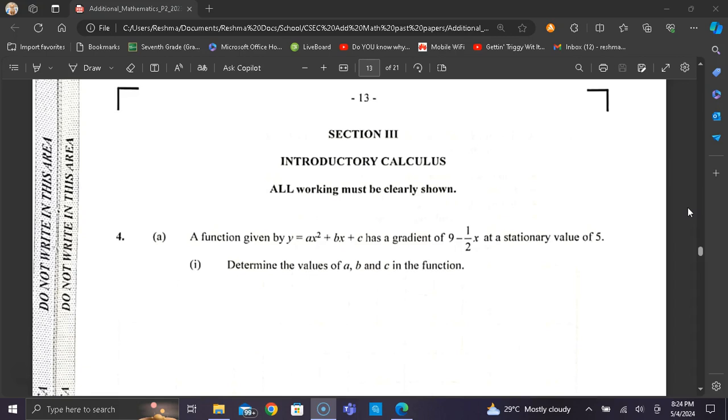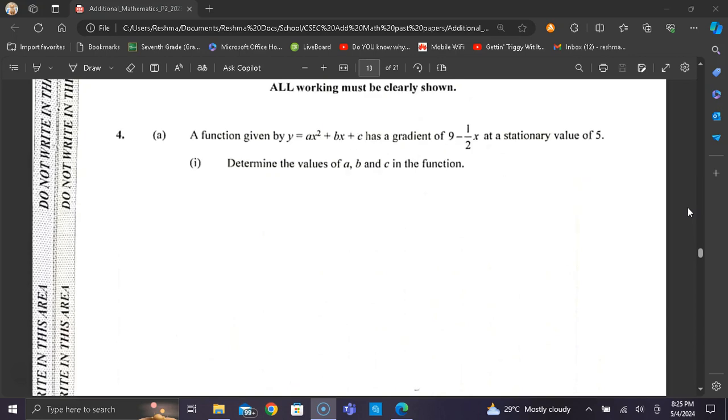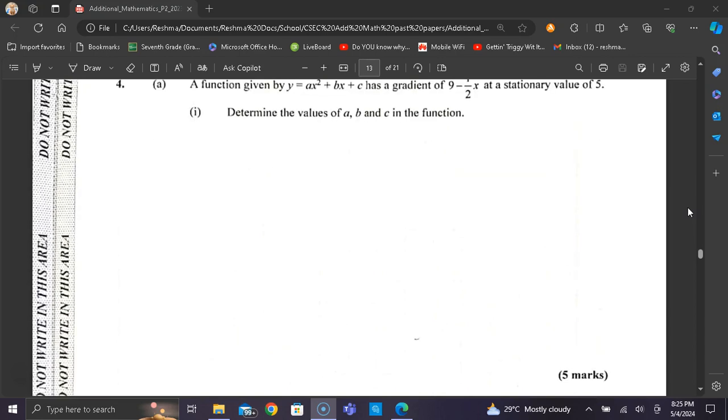A function given by y is equal to ax squared plus bx plus c has a gradient of 9 minus a half x at a stationary value of 5. So part 1, determine the values of a, b, and c in the function. Okay, and this is worth 5 marks.